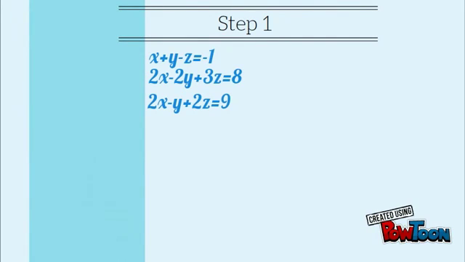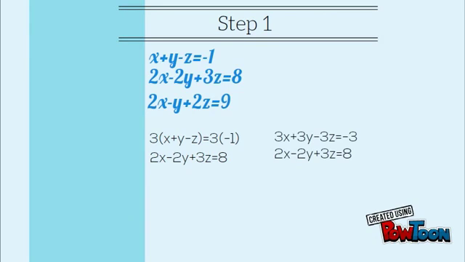For this step, I use the first and the third equation. I multiply the first equation by 3 to eliminate the z. And I got 3x plus 3y minus 3z equals negative 3. And by simplifying, I got 5x plus y equals 5.